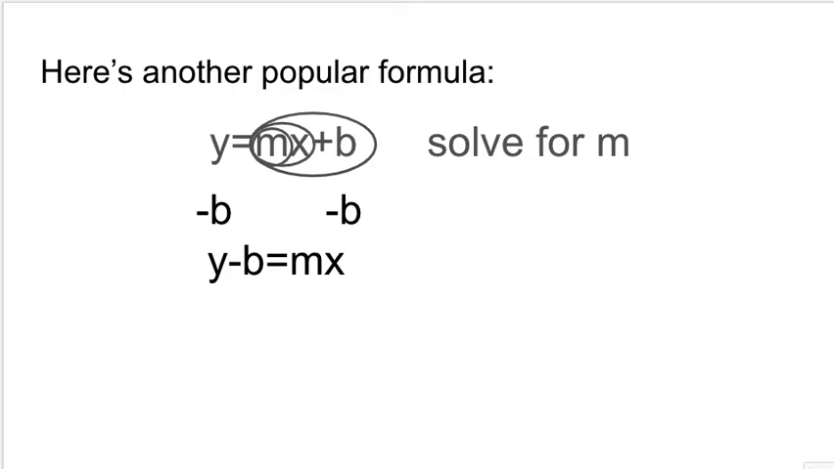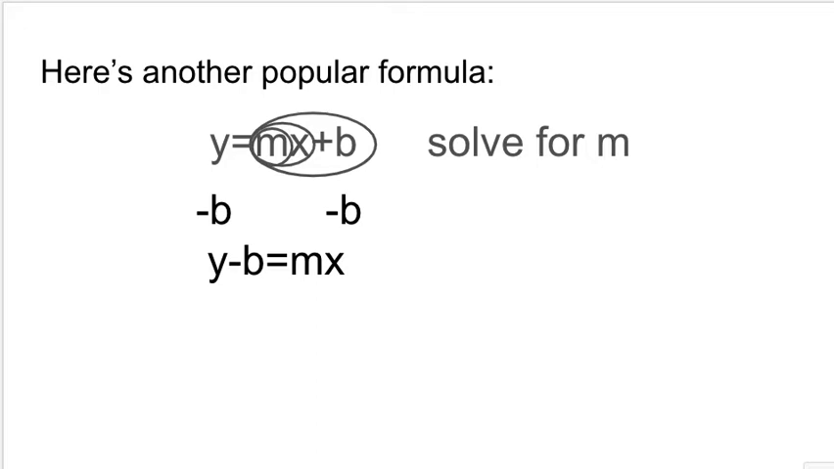Okay? So when we subtract the b from both sides, now we have y minus b equals mx. Nice. That's the first step. So, two-step equations. The next step is going to be to divide by the coefficient of m. In this case, the coefficient of m is x, right?